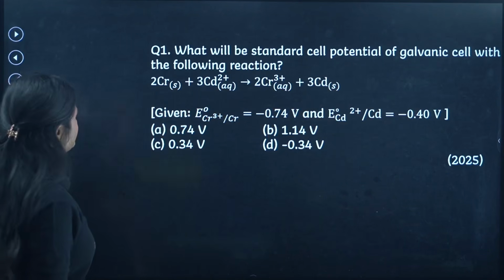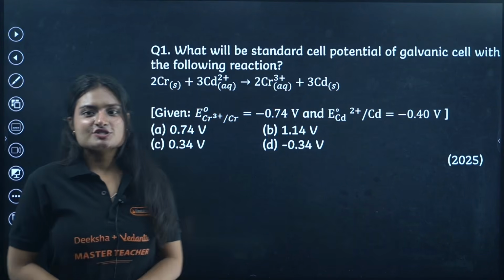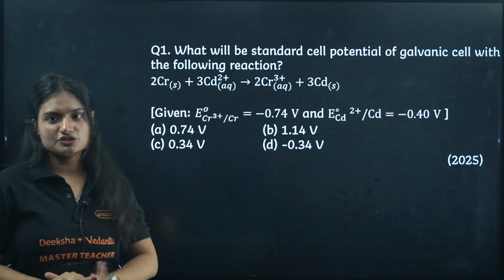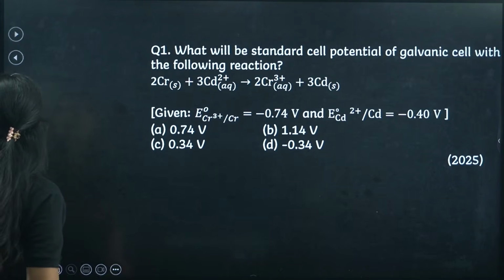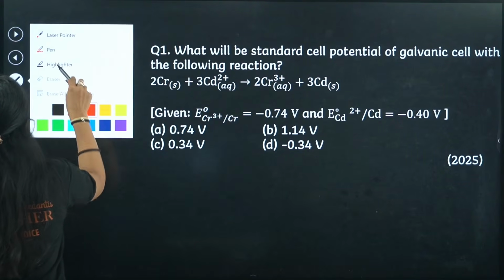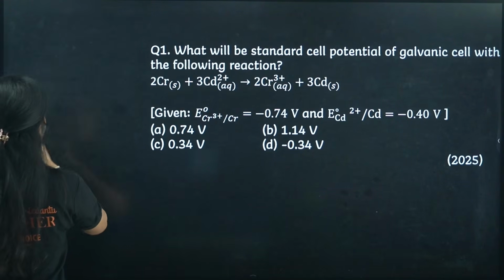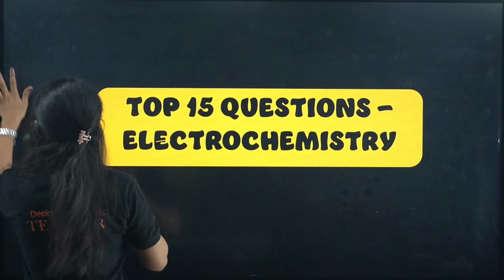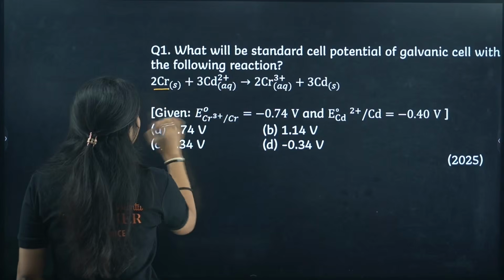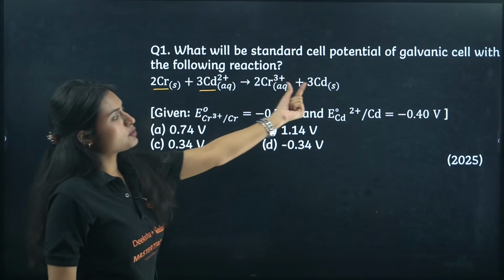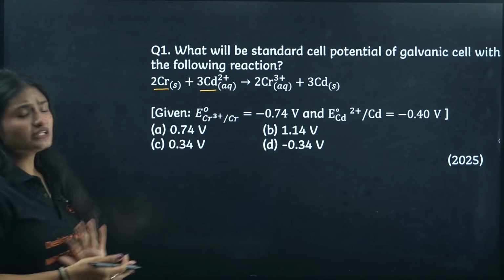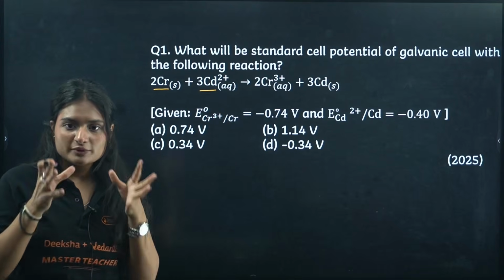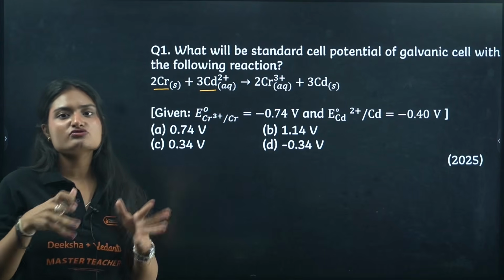The first question on your screen is: what will be the standard cell potential of the galvanic cell with the following reaction? The reaction is chromium reacts with cadmium 2 positive, and we get Cr3 positive and cadmium. Firstly, you need to identify which species is getting oxidized and which is getting reduced, because that will tell us which will be anode and which will be cathode.